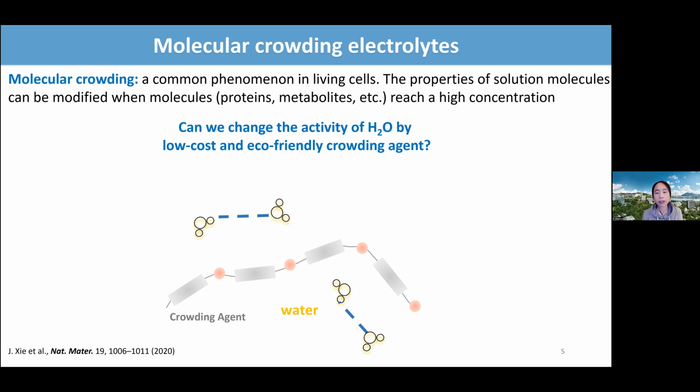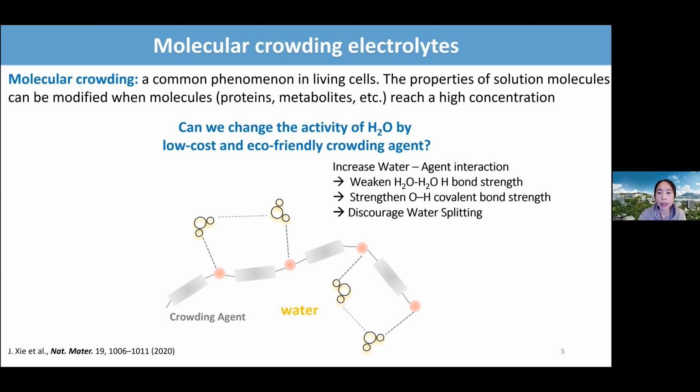And these crowding agents should have strong interactions with water. And so we came up with a series of water-miscible polymers. They are low cost and eco-friendly. So our idea is to increase the water-agent interaction so that we can discourage the water-water interaction.